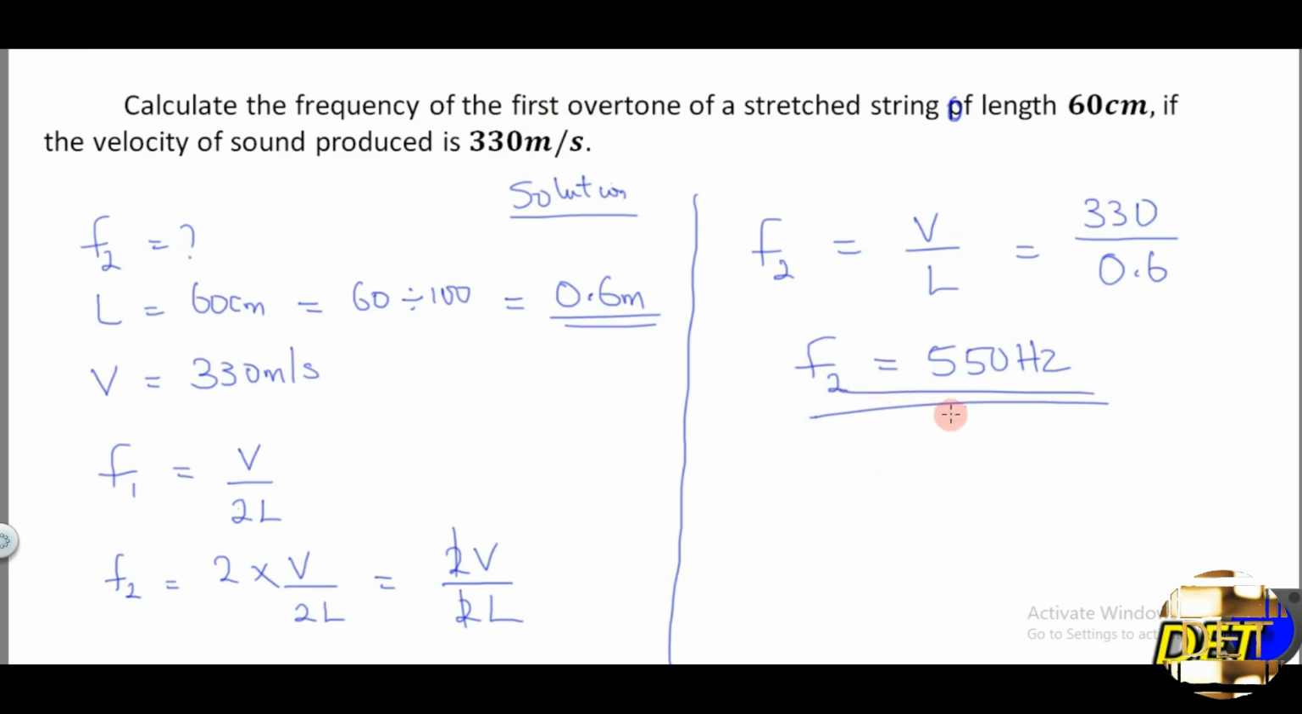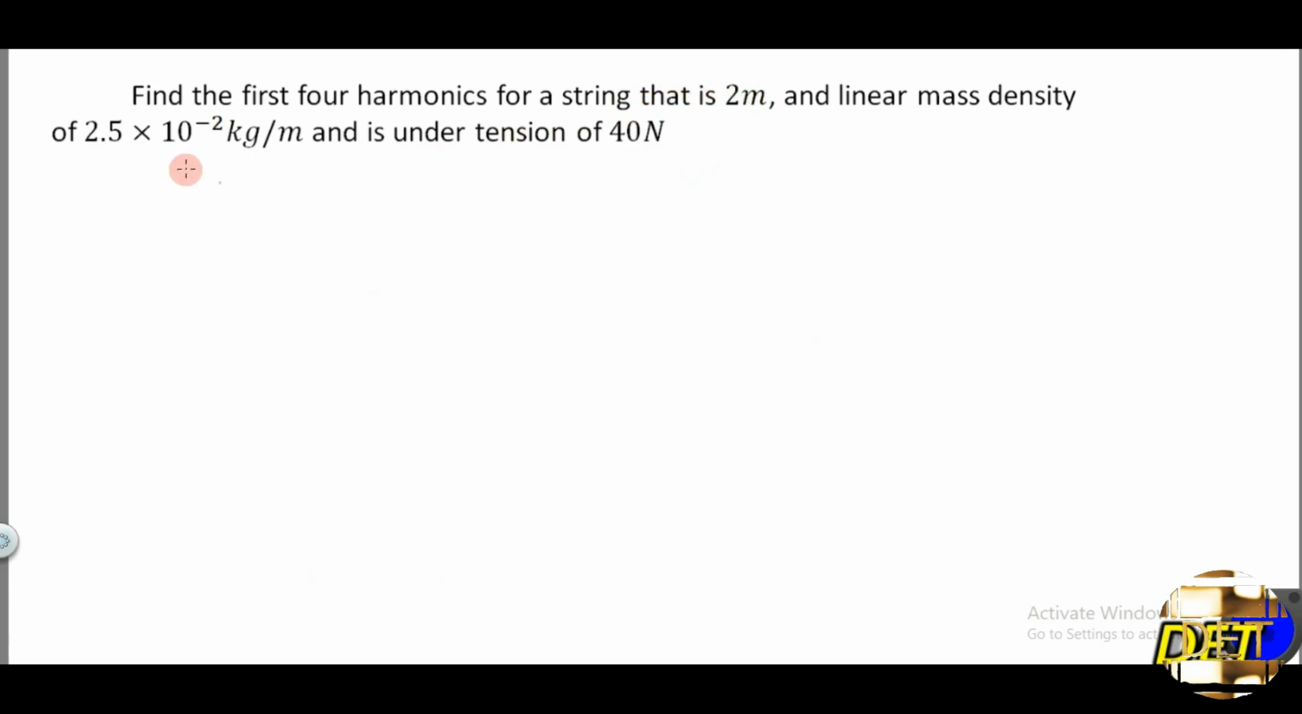This is the frequency of the second harmonic or the first overtone, right? So let's look at the last question that we have here. And the question is, find the first four harmonics for a string that is 2 meters and the linear mass density of 2.5 times 10 raised to the power minus 2 kg per meter and is under tension of 40 Newton, right?